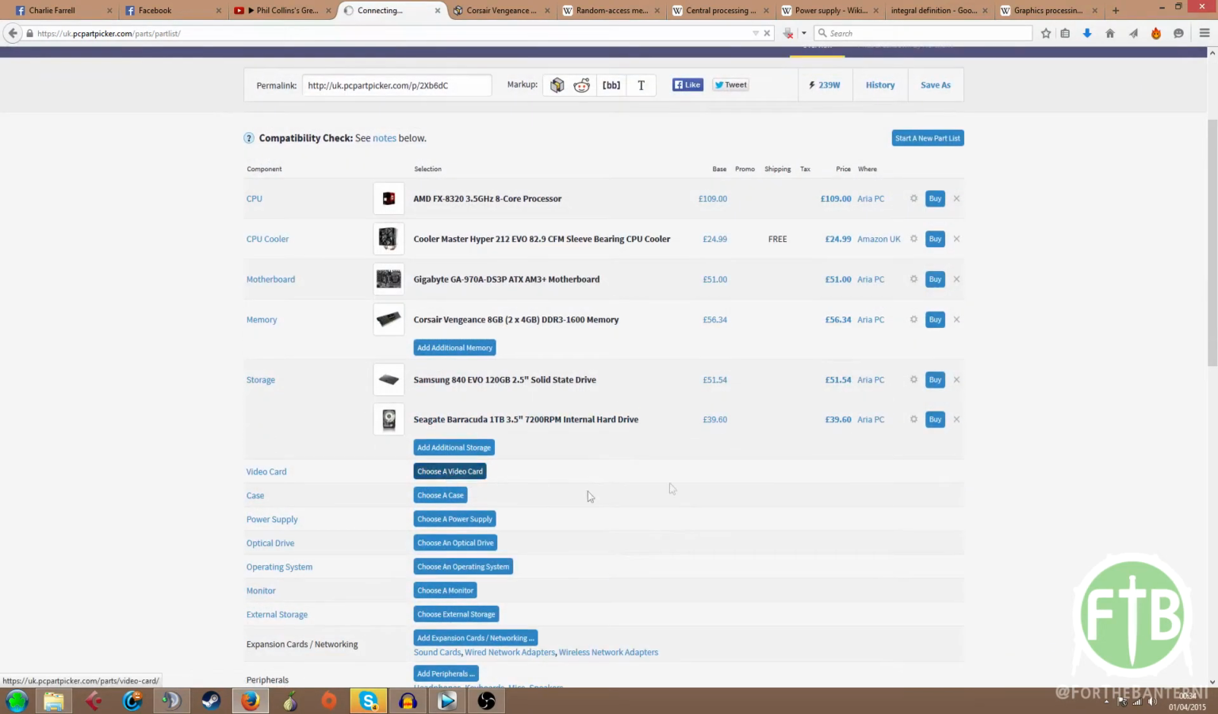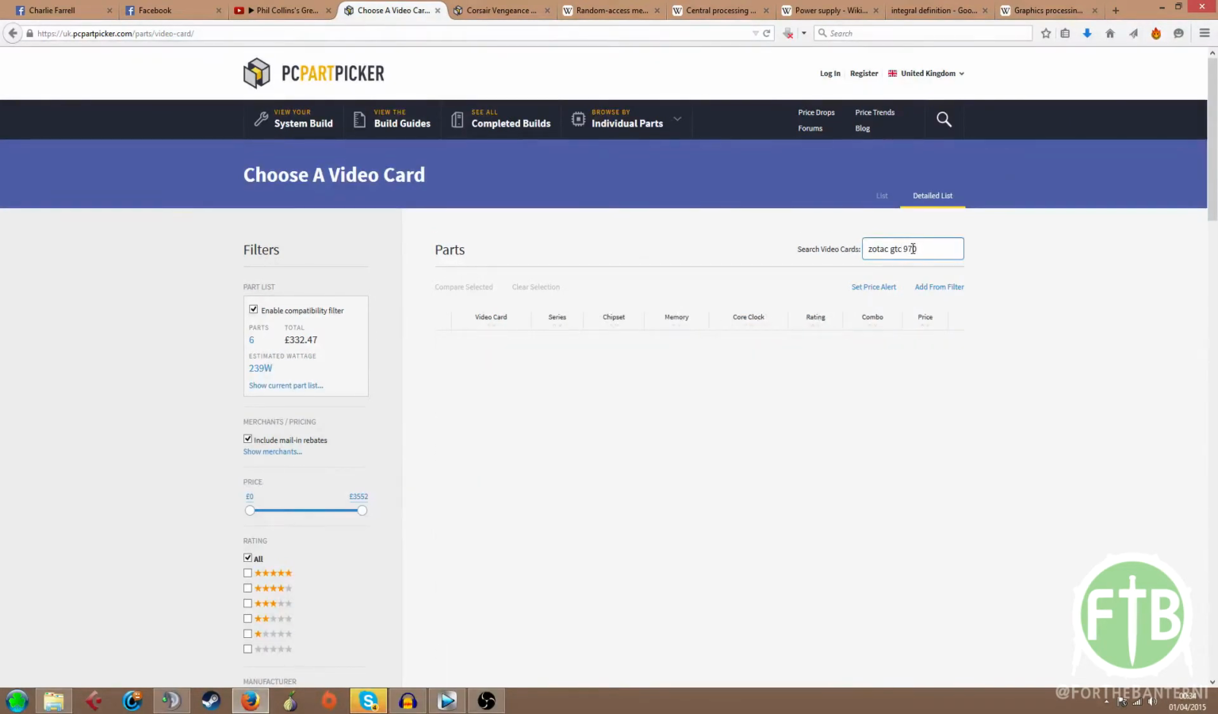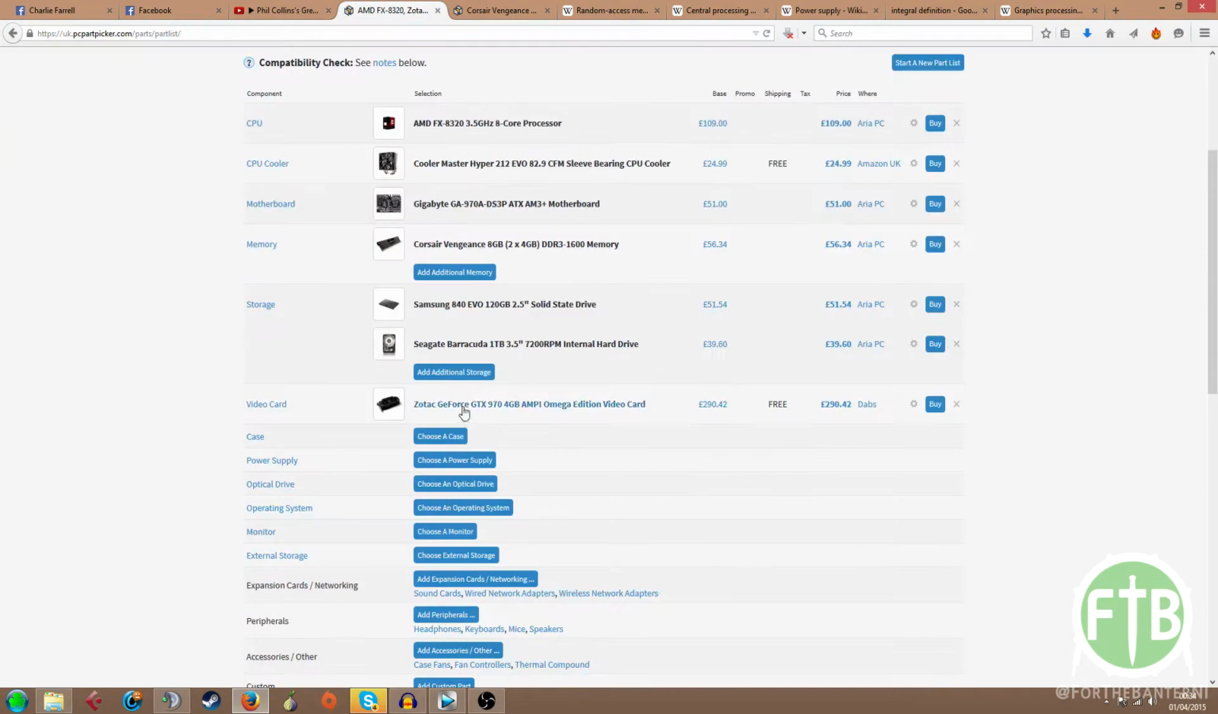For my graphics card, I decided to go with the GeForce GTX 970. I bought this card just after it had launched, and I thought it was a very good card performance wise for the money that I was going to put down for it, and it handles every game I want to play on my computer flawlessly.